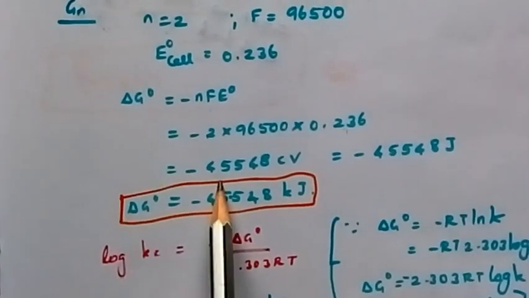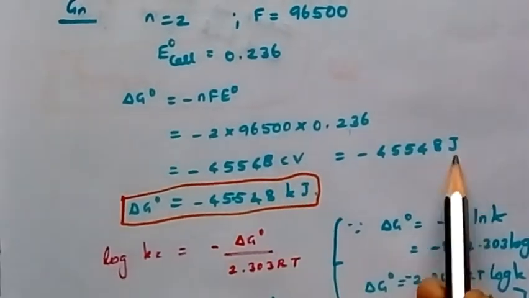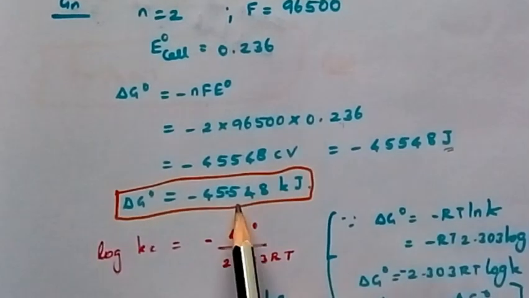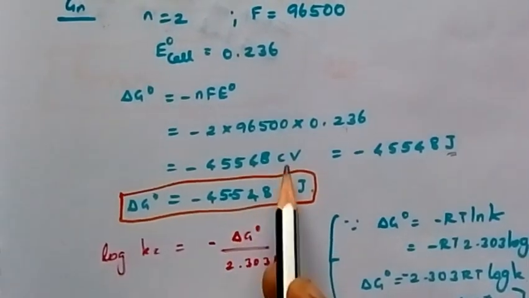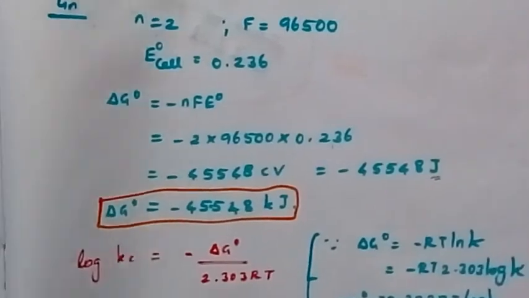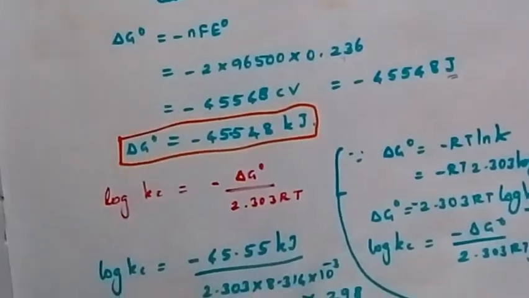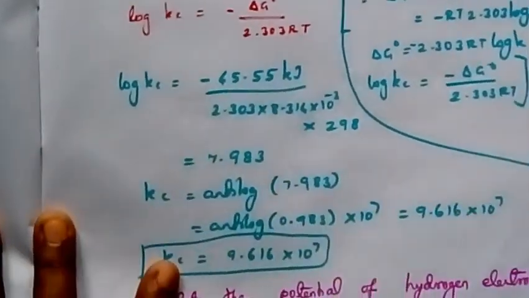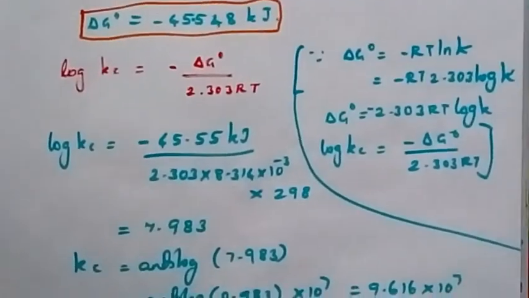So multiplying this we get the coulomb volt. This is nothing but joules. Converted to kilo, into 10 power minus 3. So 45.548. This is the delta G naught value.